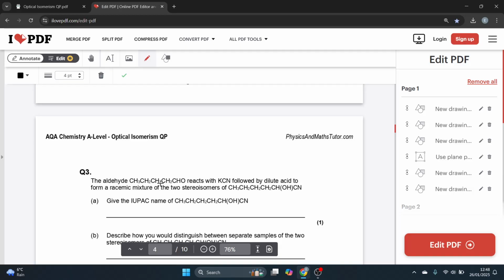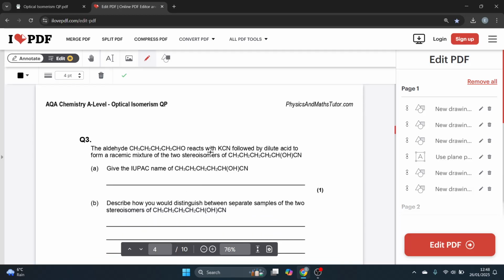Part 3 gives our IUPAC name of this. So, first thing I can see is that an aldehyde reacts with KCN followed by dilute acid to form a racemic mixture of the two stereoisomers of this. Now this is a molecule with OH and a CN, and this is a hydroxynitrile. So that's going to be really important because I know I'm going to have to use hydroxynitrile. But now I need to figure out the full name.